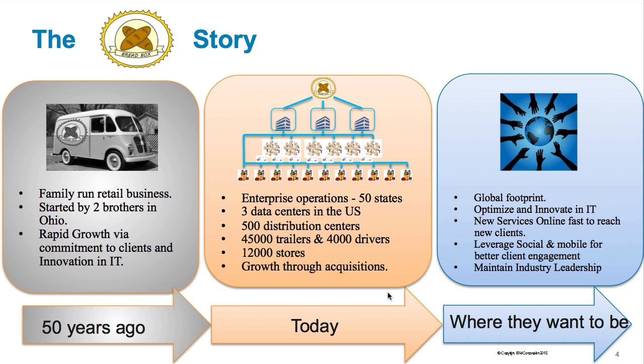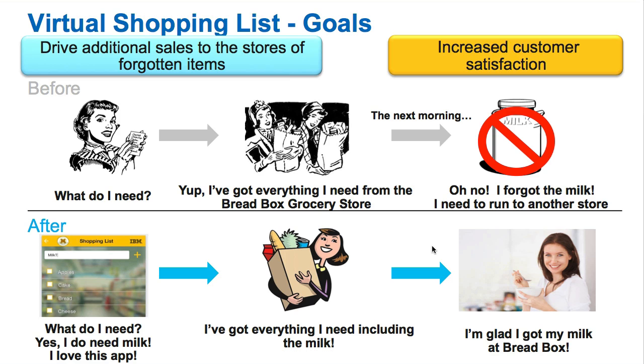But still, they want to do better. They want to be leaders in their industry. They want to engage more with customers, to get newer customers, as well as get customers to spend more money on each visit. One project at Breadbox Groceries is an engaging customer mobile application called Virtual Shopping List, whose goal is to drive additional sales and increase customer satisfaction.